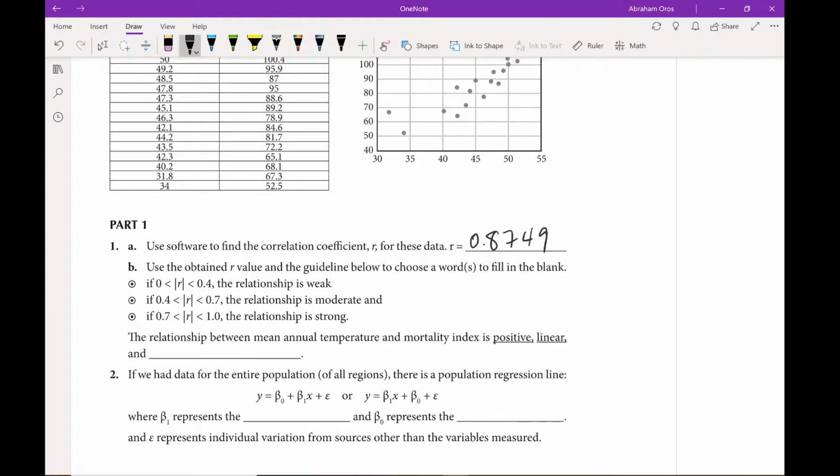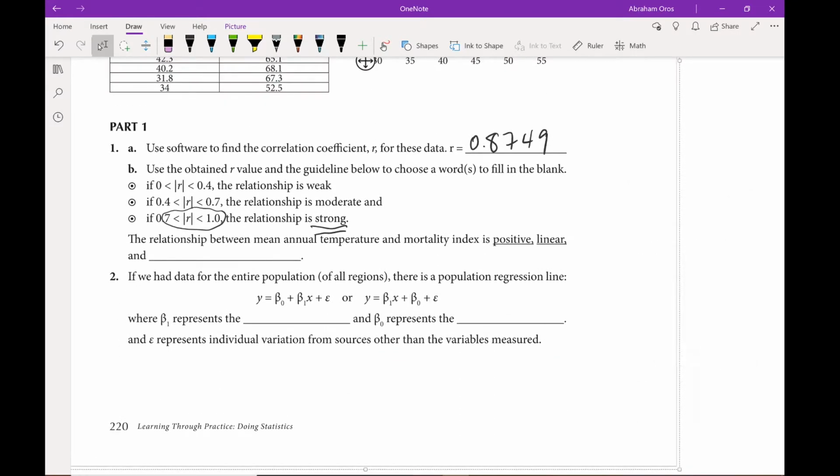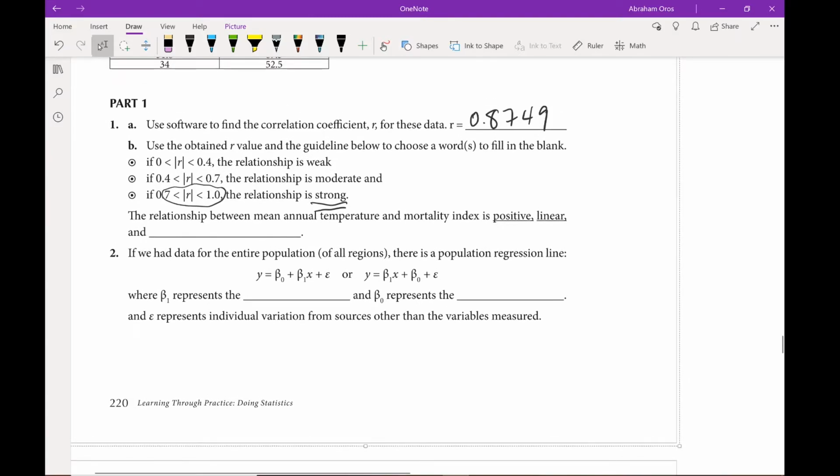Right on. Use the obtained r value in the guidance to fill in the blank. So 0.8749 is somewhere between here, so the relationship is strong. The relationship between mean temperature and mortality is positive, linear, and strong.